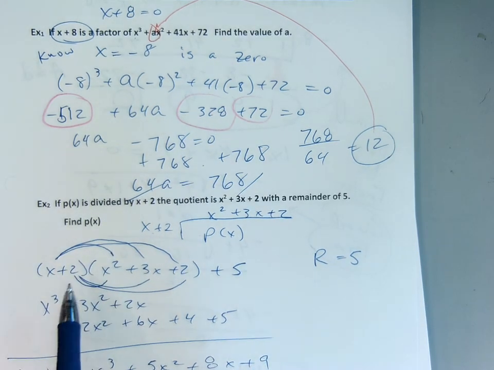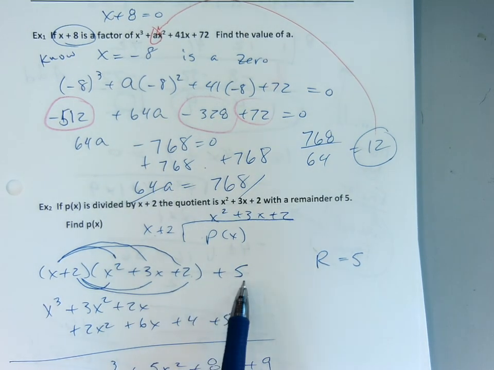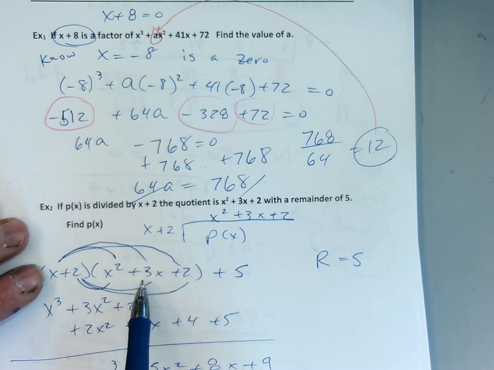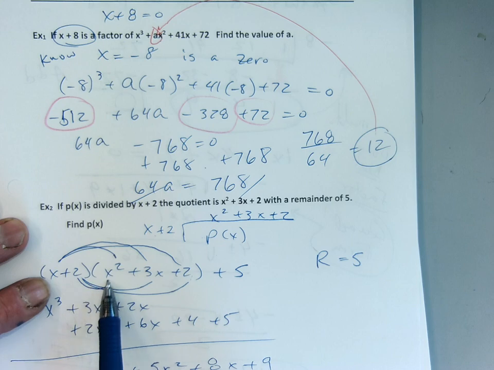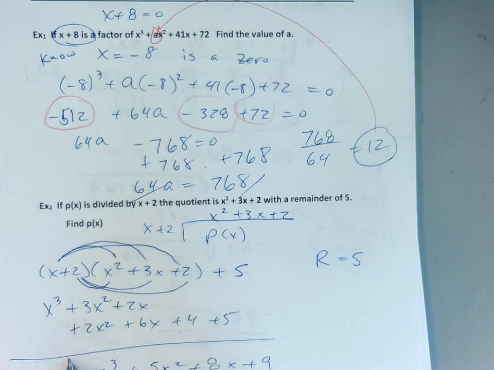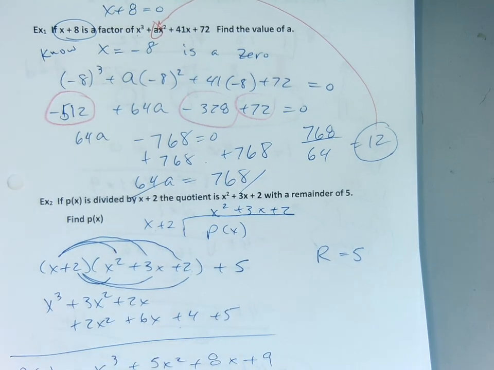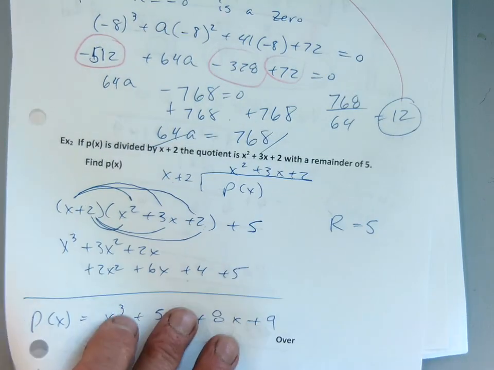So I did that. My x plus 2 times my x squared plus 3x plus 2, added in my remainder of 5. I FOILed it: x cubed plus 3x squared plus 2x, plus 2x squared plus 6x plus 4. Combined terms: x cubed, 5x squared, 8x plus 9 is my original polynomial. Okay? All right, and finally, the last question.